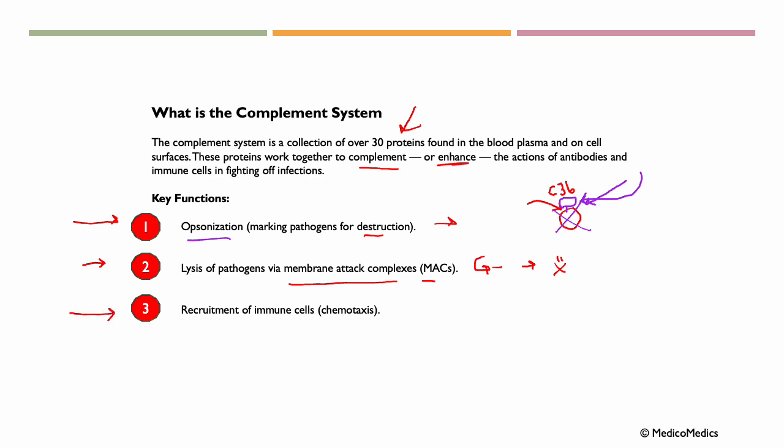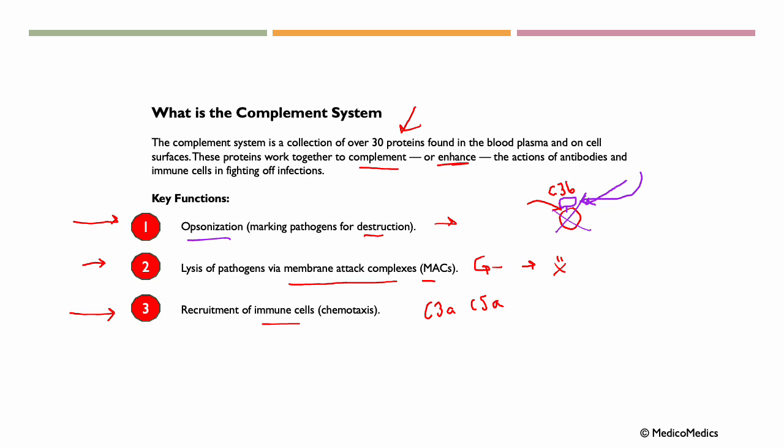Then we have number 3, recruitment of immune cells. Small fragments like C3a, for example, or C5a complement proteins, act as chemoattractants. So they call in neutrophils and other immune cells to the site of infection, helping mount a rapid inflammatory response.